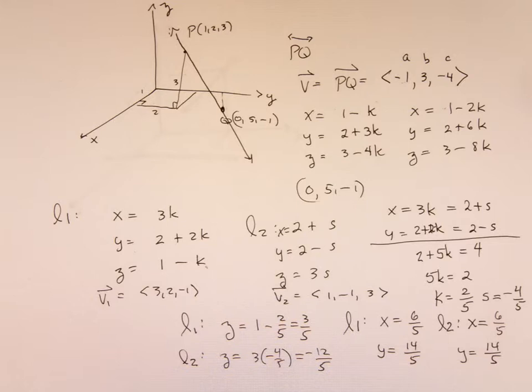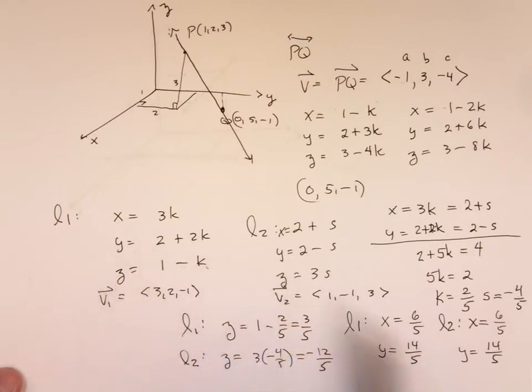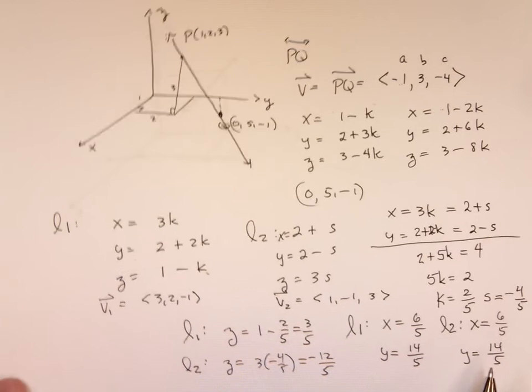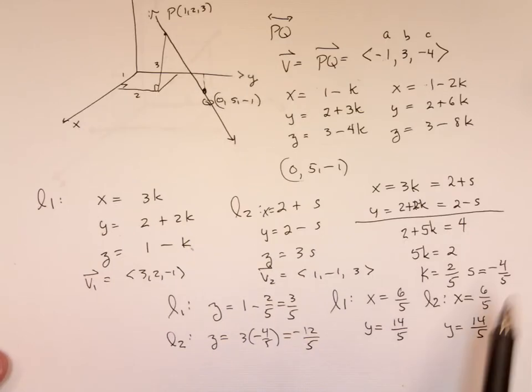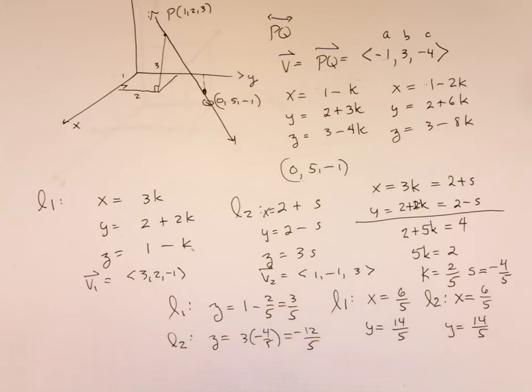What if the y value was the same? For L1 and L2, the y values are the same at 14/5. Both y's are 14/5, and both x's are 6/5. I'm talking about z. That's y. Okay, what about z now? If they were the same, the two lines would be intersecting.